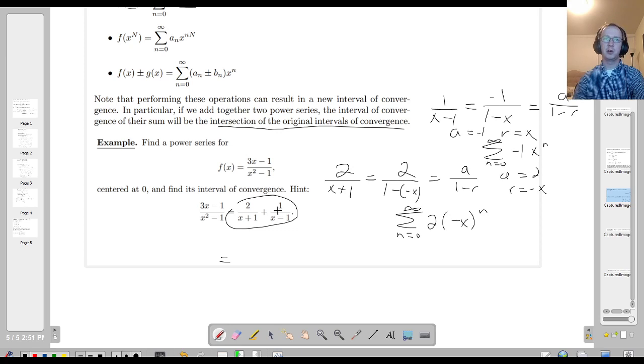So now, if I want to go ahead and add these guys together, let's try that out. So I should have the first series, which is 2 times negative x to the n, and the second series, which is negative x to the n.